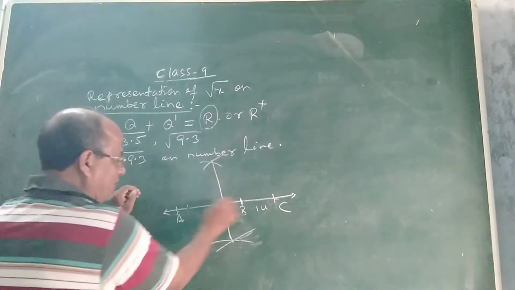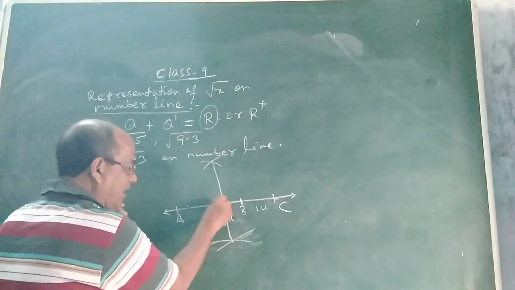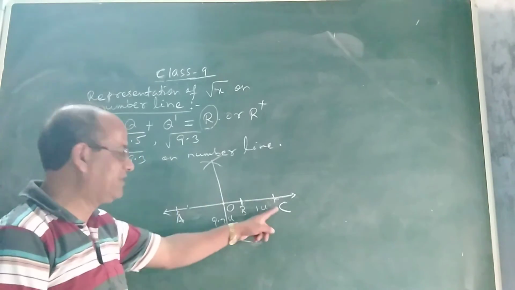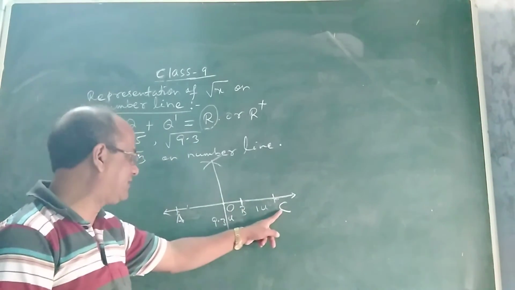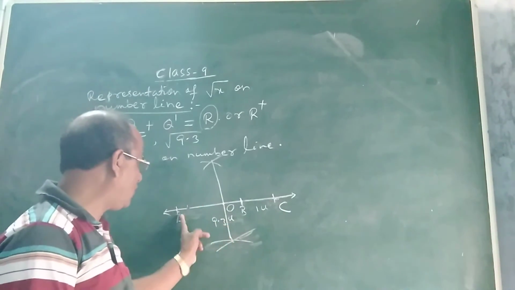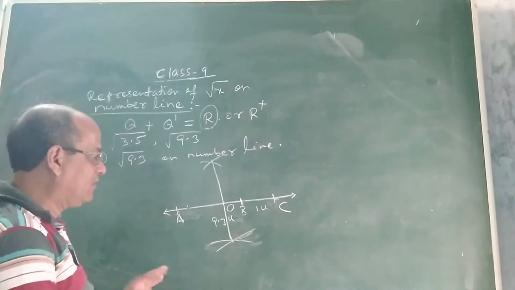Now I bisected AC, and I got a point here. Suppose let this point be O. Since we have bisected AC, it will be divided into two equal parts, OA and OC. So OA and OC must be the same. Okay, what is the next step?